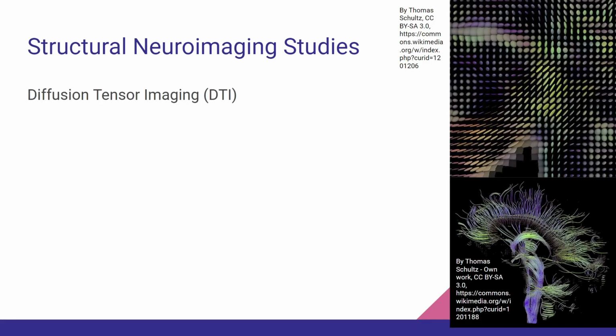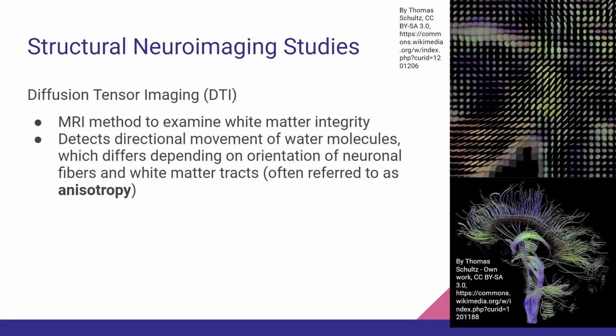Another MRI sequence is diffusion tensor imaging, and this has become more popular in recent years. And this is helpful for examining white matter integrity. So this detects directional movement of water molecules, which can differ depending on the orientation of neuronal fibers and white matter tracts. And the main characteristic that's being evaluated is anisotropy.